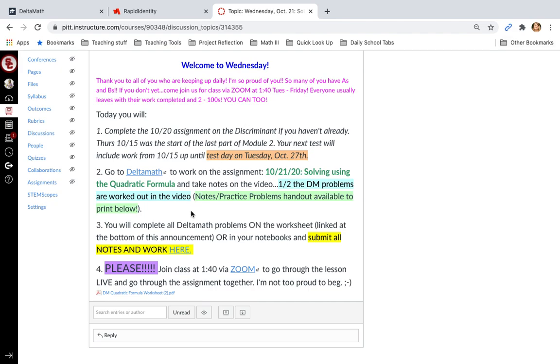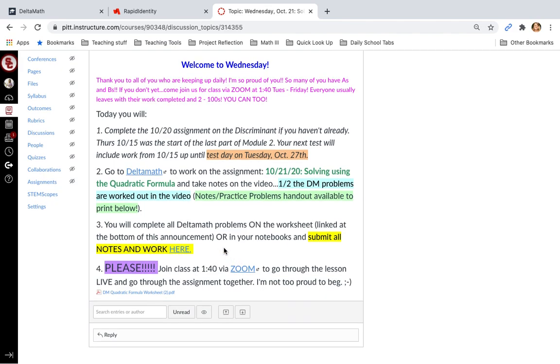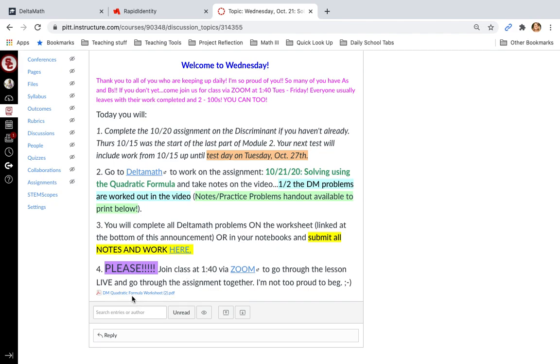So I do have a worksheet linked here, and you will need to submit a picture, whether you do it in your notebook or you do it on the worksheet. If you're able to print, then you need to submit a picture of it by clicking on this link. And then, of course, we have Zoom for class. I am not too proud to beg for you all to please join us. Miss Allen meets at 10:25 and Miss Robinson at 1:40, and Miss Klein-Pierce according to her schedule.